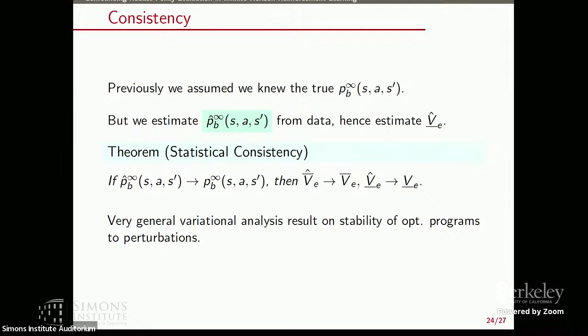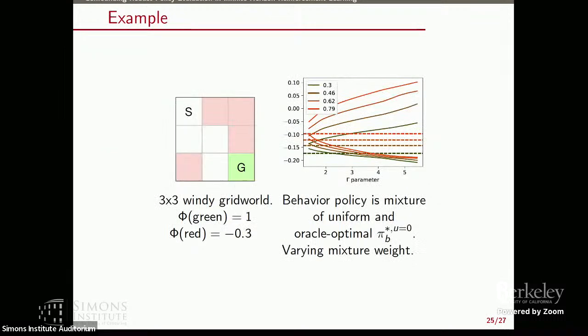because we were thinking about it as a perturbation analysis of optimization programs, and perturbation analysis of left-hand side constraints is much less quantified relative to other kinds of perturbations. And so this uses very general variational analysis results, which is just about the stability of optimization problems to perturbations in general. Okay, so I'll describe a very small example just to show what these bounds look like.